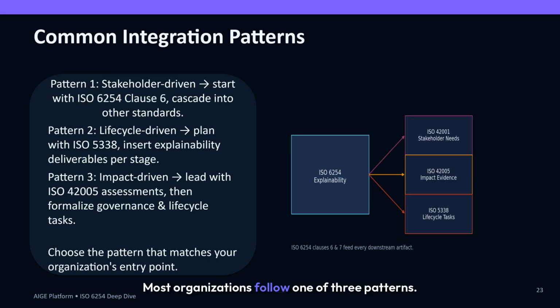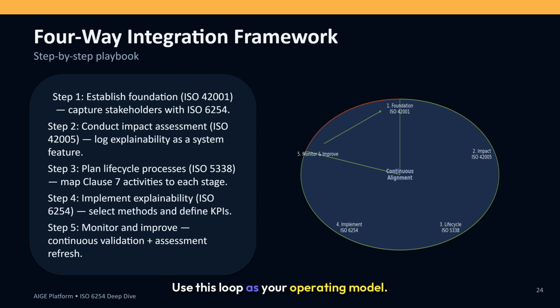Most organizations follow one of 3 patterns. They're either stakeholder driven, lifecycle driven, or impact driven. Pick the starting point that matches your maturity and use ISO 6254 artifacts to keep everything in sync. Use this loop as your operating model. Establish the foundation, conduct impact assessments, plan lifecycle processes, implement explainability, then monitor and improve. Each step references ISO 6254 evidence.